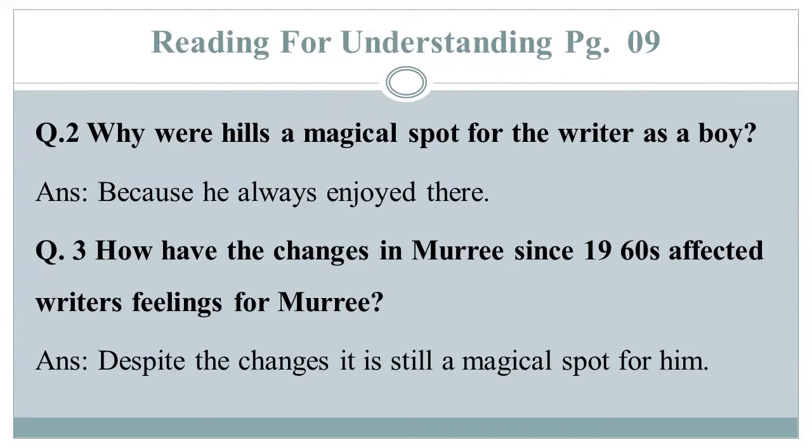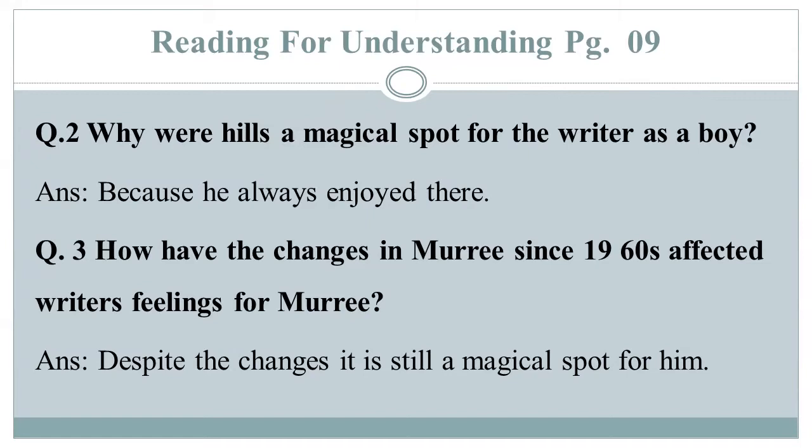Next lesson is Summers in Murree, Reading for Understanding at page number 9. And you have to do just question number 2 and question number 3. Question number 2 is, why were hills a magical spot for the writer as a boy? We have read in the lesson that the hills of Murree were a magical spot for the writer because he always enjoyed there.